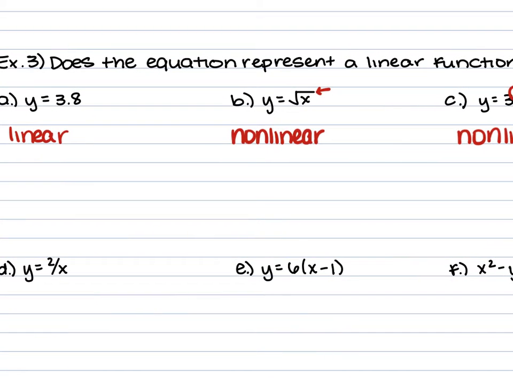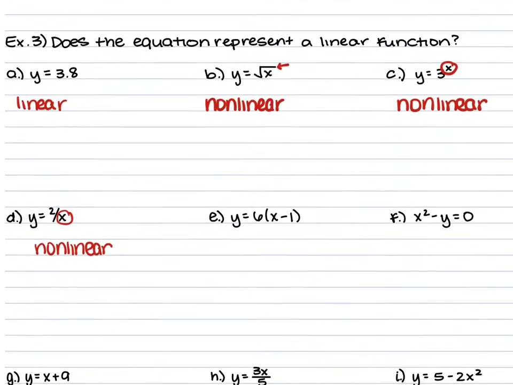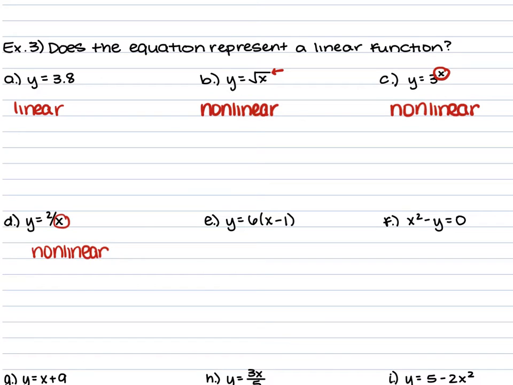For D, we have y is equal to 2 over x. Because x is in the denominator here, this one is non-linear. For E, we have y is equal to 6 times (x minus 1). If we were to distribute this 6, even though we don't have to, we would still have y is equal to 6x minus 6. The x is not a power, it's not underneath the radical, it's not in the denominator, so we have a linear function here.